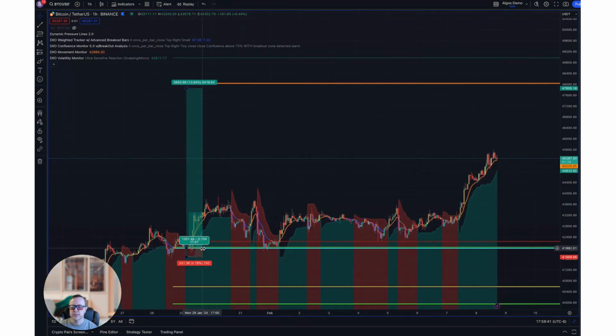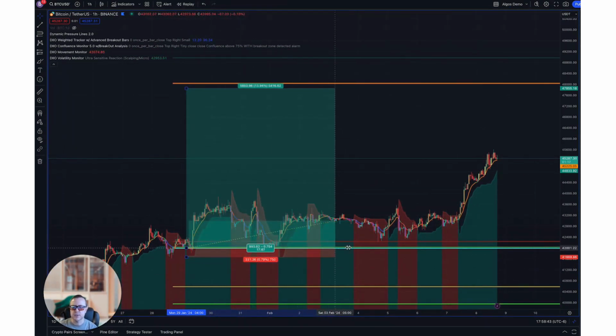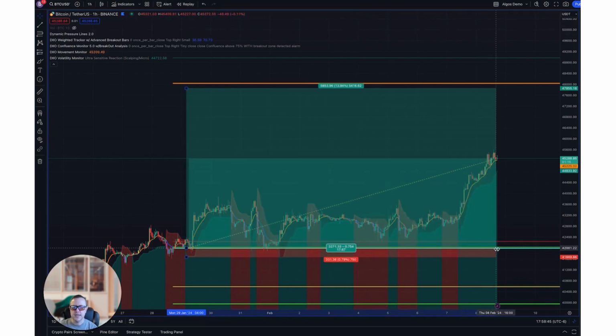And if you really look at it, this is just very random, but if I really look at it, had I entered that trade, it actually could have been a trade that lasted quite a while, right?